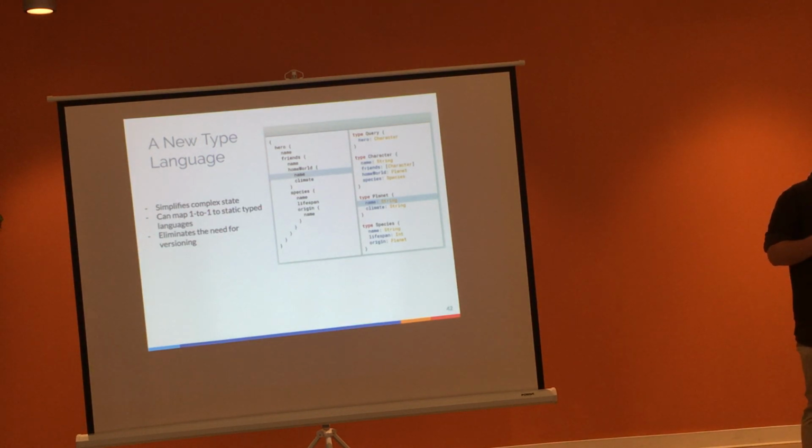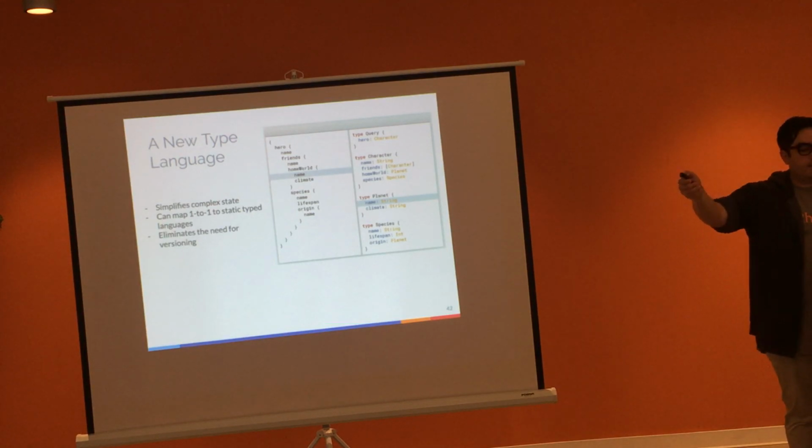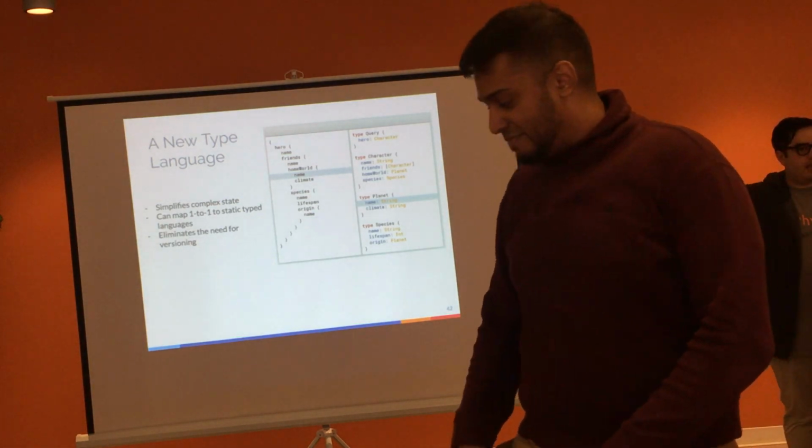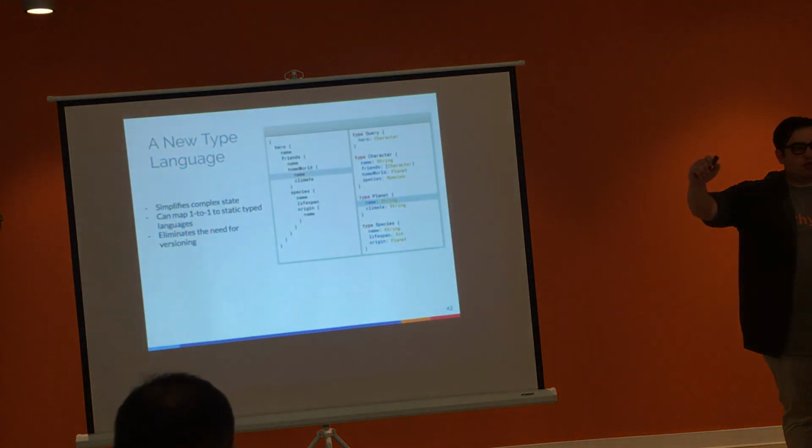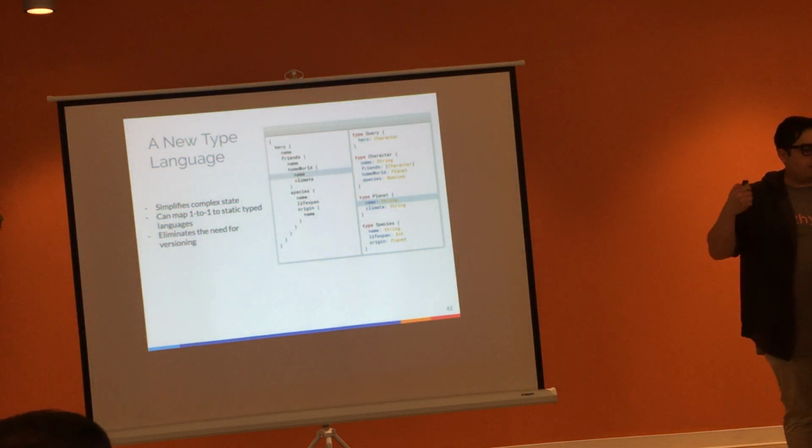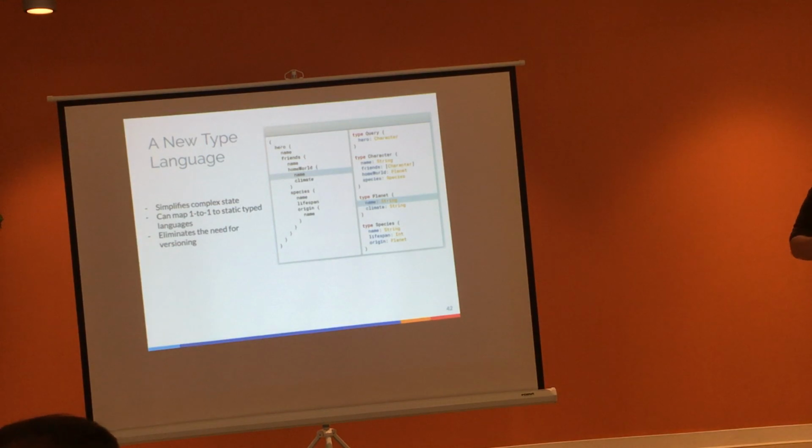If any of you are familiar with statically typed languages, I know there was one Java person in the crowd, C#, items like that, TypeScript. You might recognize this sort of process with your own language because this maps very cleanly to a statically typed language. I declare the type of my character name, and it's a string. In TypeScript, I call it a string. It's a one-to-one mapping there. It eliminates the need for versioning, which is something I haven't really talked about.